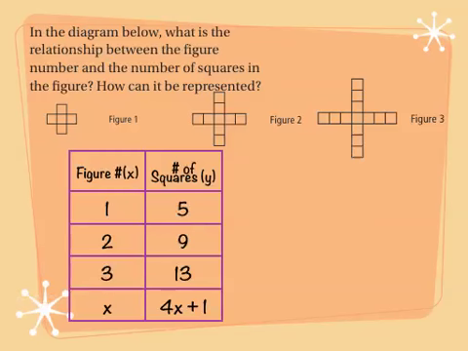Again, that's what we needed to happen. Test it with 3 just to make sure. 4 times 3 is 12, plus 1 is 13. So I do know that to find the number of squares in a figure, as long as I know the figure number, I can say that y equals 4x plus 1.